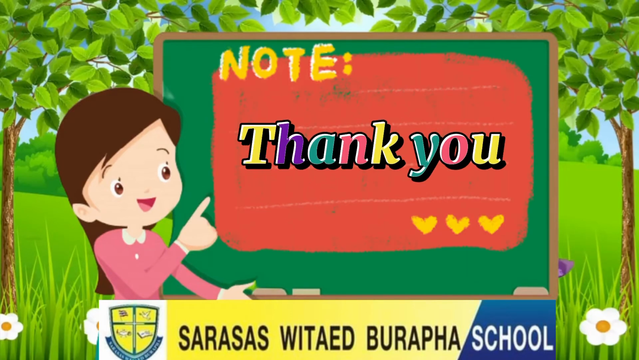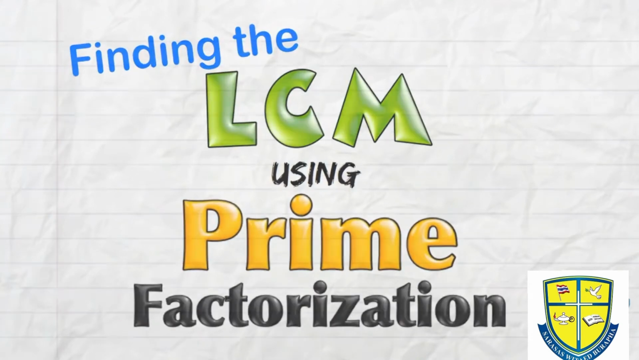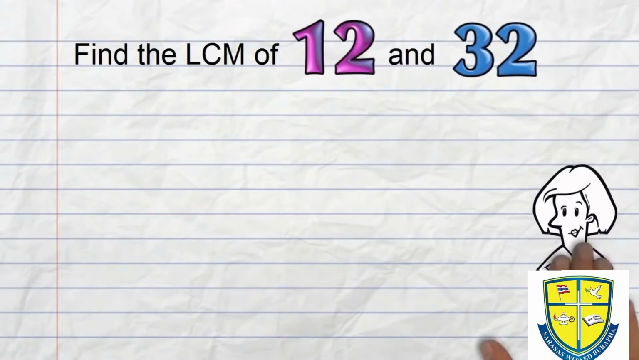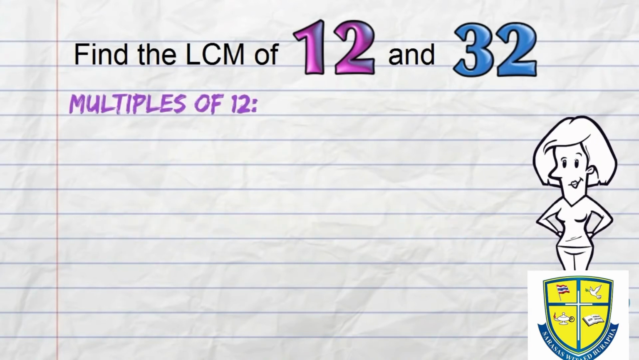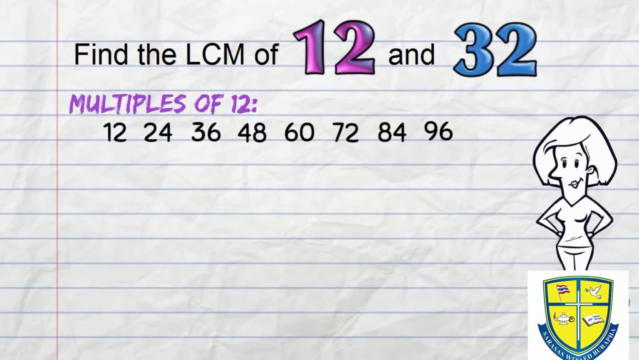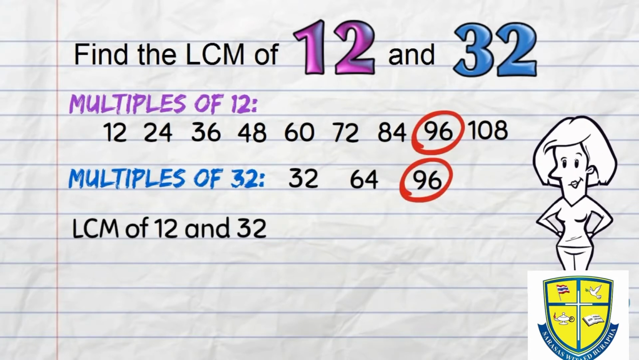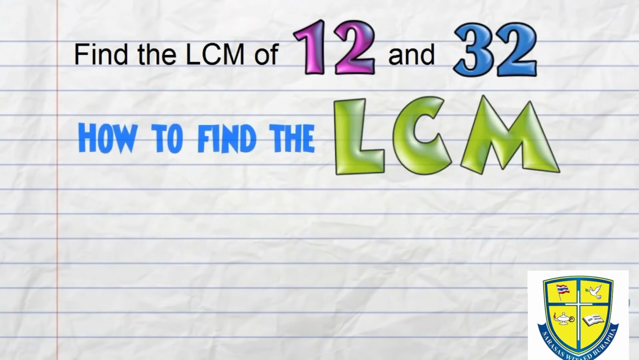Finding the LCM using prime factorization. If we have to find the LCM of 12 and 32, we know we can list some multiples and find the smallest value common to both numbers. Multiples of 12: 12, 24, 36, 48, 60, 72, 84, 96, 108. And for 32: 32, 64 and 96. The LCM is 96.